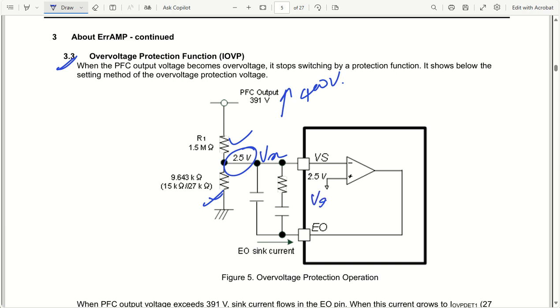As soon as it goes higher than that, it will switch off, it will stop switching by the protection function. So this is how you are going to save from over voltage at the PFC output.